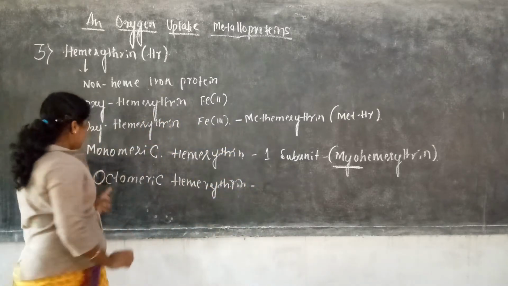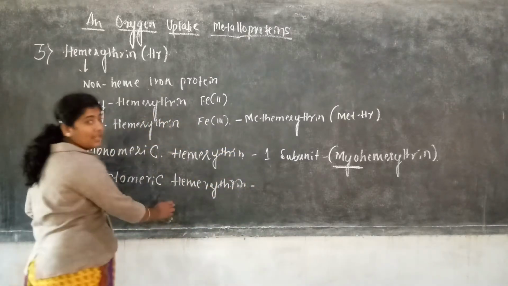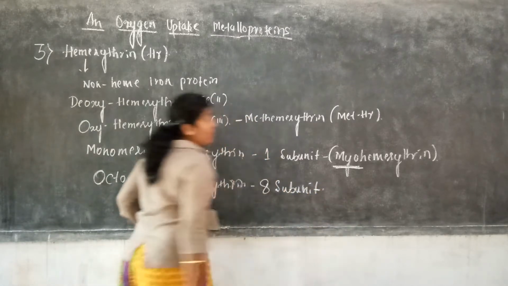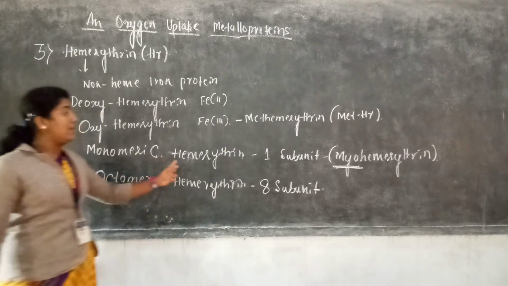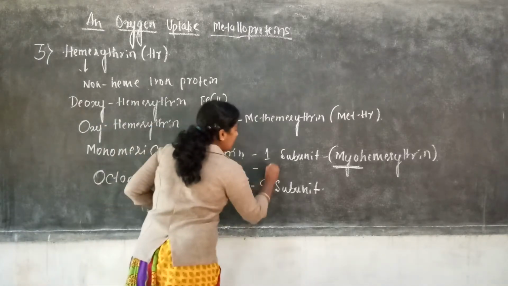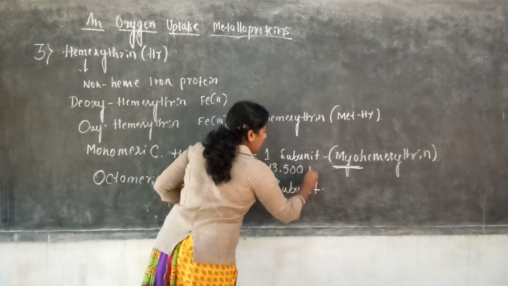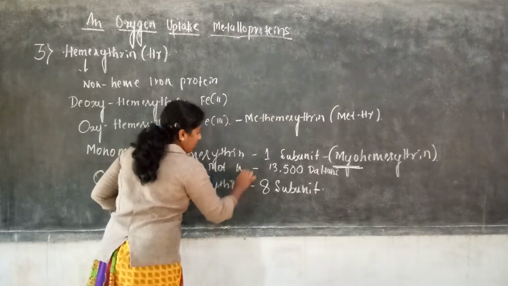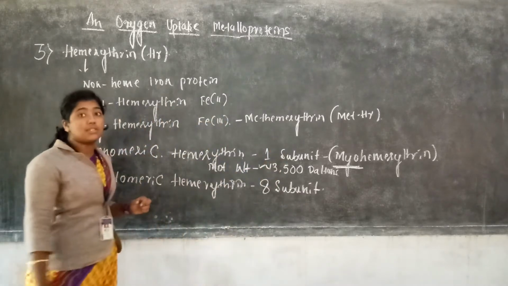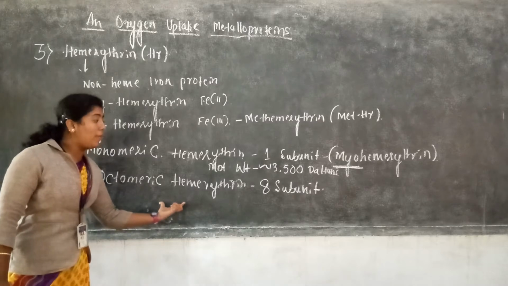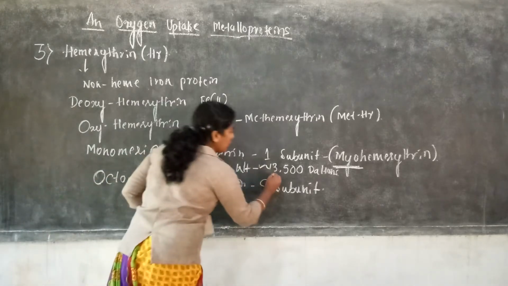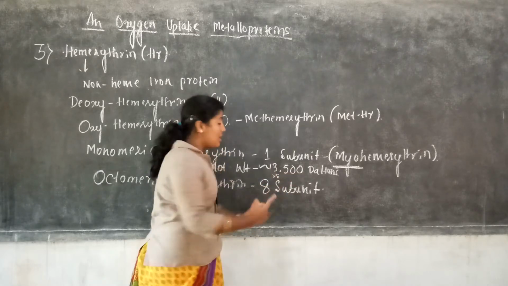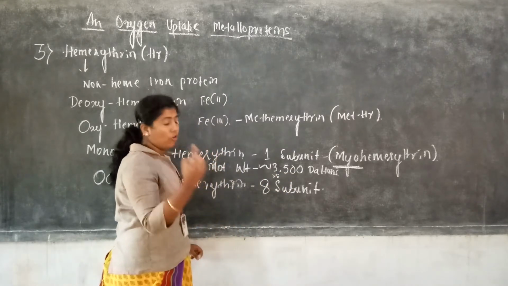Then the next form is octameric hemerythrin. It contains 8 subunits of hemerythrin. The monomeric hemerythrin has a molecular weight of nearly 13,500 daltons. Then the octameric hemerythrin contains how many? Into 8. Myo means only one subunit of hemerythrin, while octameric means 8 subunits of hemerythrin.